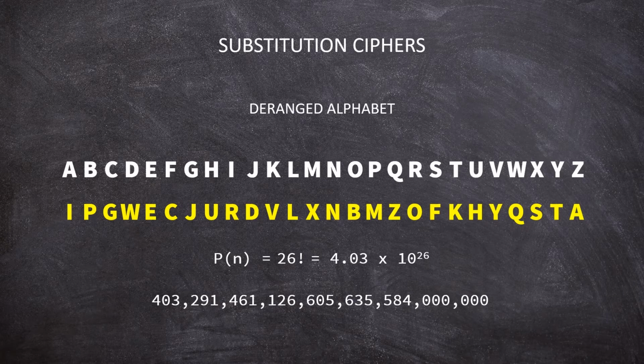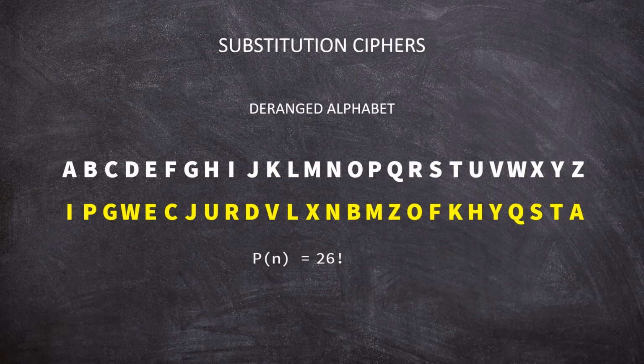Also, as a quick aside, I just want to mention that in the computer world, we might also be interested in knowing what this number would look like as a base 2 format, or in other words, its binary equivalent. Figuring this out gives us approximately 2 raised to the power of 88, which can also be referred to as an 88-bit encryption key.